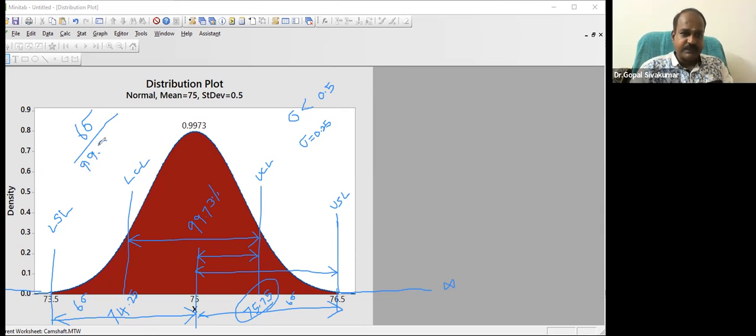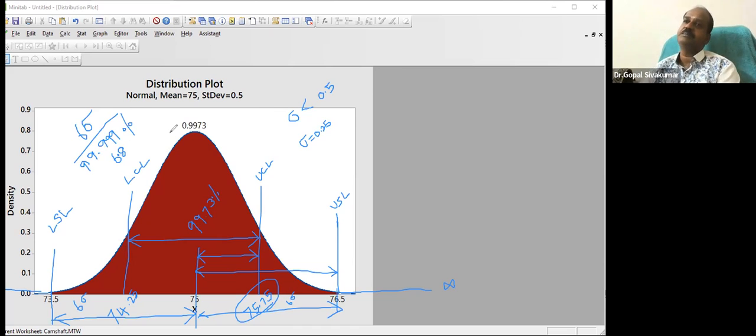The success rate is 99.999%. All of you understand? 99.999%. If you produce 1 million pieces, which is 10 lakh, how many pieces will get rejected? 6.8 pieces will get rejected.